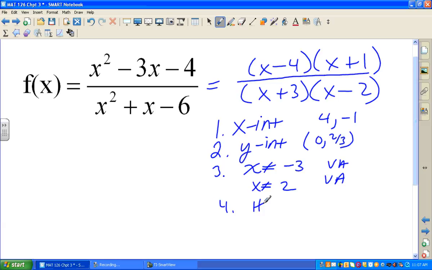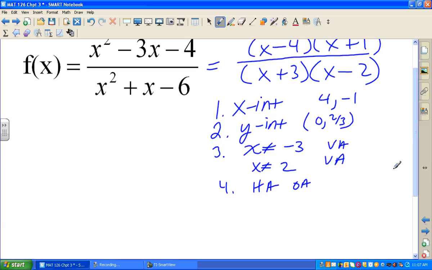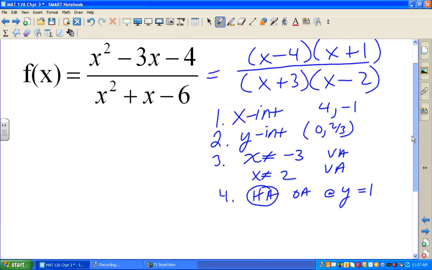Horizontal or oblique? Later on you get to some oblique problems. The degree of the numerator is 2, and the degree of the denominator is 2. So that means it would be a horizontal, and the leading coefficient is 1. Now you have to see if it crosses.